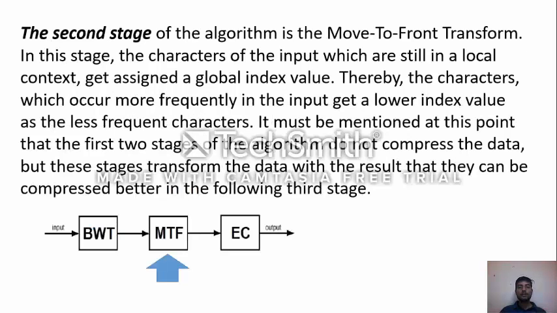The second stage of the algorithm is the move to front transform. In this stage, the characters of the input, which are still in the local context, get assigned to a global index value. Thereby, the characters which occur more frequently in the input get a lower index value than the less frequent characters. It must be mentioned at this point that the first two stages of the algorithm do not compress the data, but these stages transform the data with the result that they can be compressed better in the following third stage.